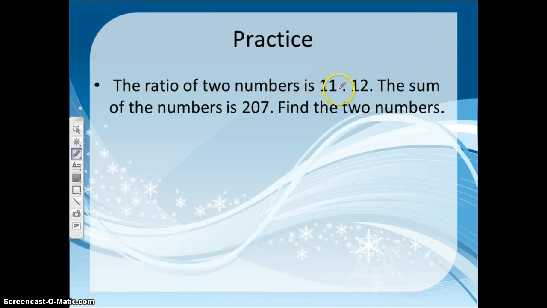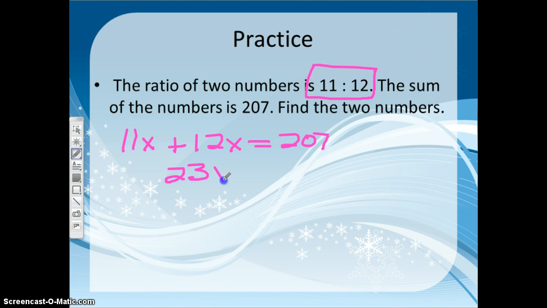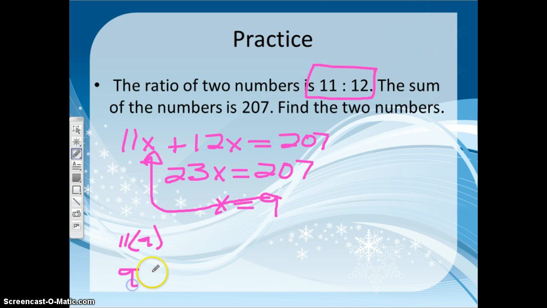All right, you guys should be practiced at this now. 11x plus 12x is equal to 207. 11 plus 12 is 23x. Divide both sides by 23 and we get x is equal to 9. So plug it back in. One of our numbers is 11 times 9, or 99.